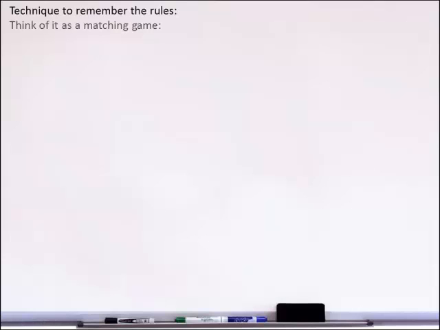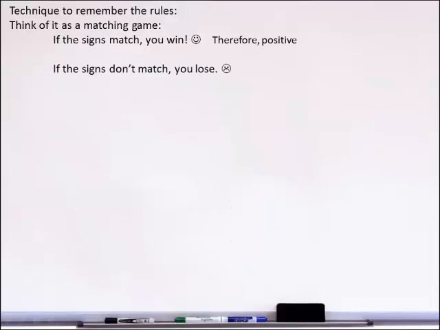is to think of it as a matching game. And you guys have all probably played the game when you were younger where you had the little cards and you had to find the matches. Well, if the signs match, you won, and that's positive. But if the signs don't match, you've lost, and that's negative. So here are some examples.